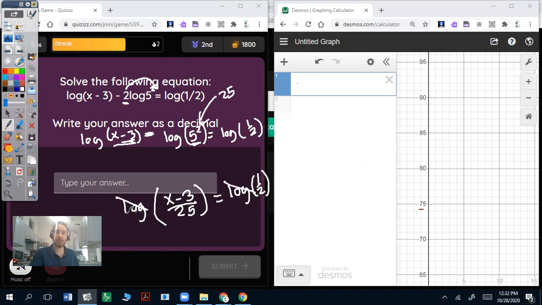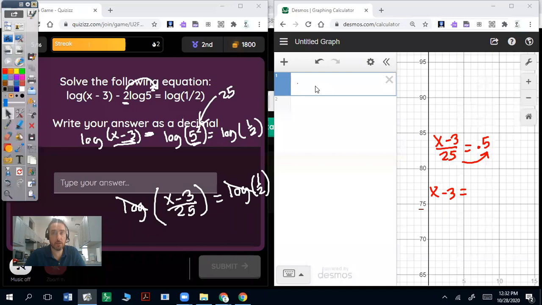That they have the same base, they're going to cancel out. And so your equation becomes x minus 3 over 25 is equal to 1/2 or 0.5. So if you multiply the 25 times the 0.5, half of 25 should be 12.5. We can check that in here if you'd like. 25 times 1 divided by 2 is 12.5.